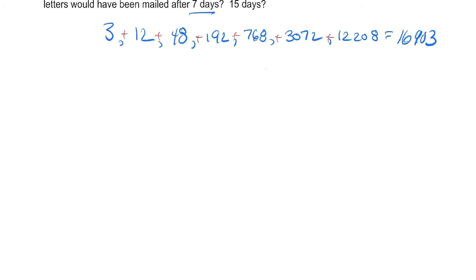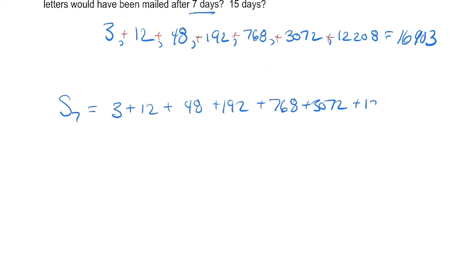So in this case, as an explicit example, because we have 7 terms here, we want to calculate the sum of 7 terms. So in this case, we got 3 plus 12 plus 48 plus 192 plus 768 plus 3,072 plus 12,208. And here, the common ratio in our sequence is 4, because it's 4 letters. Each person is mailing out 4 additional letters. So the common ratio is 4.